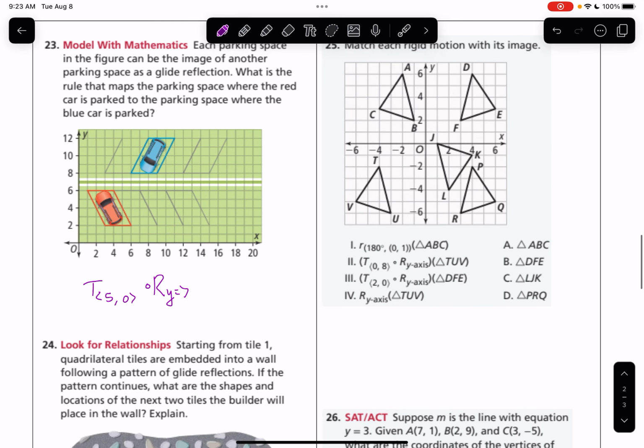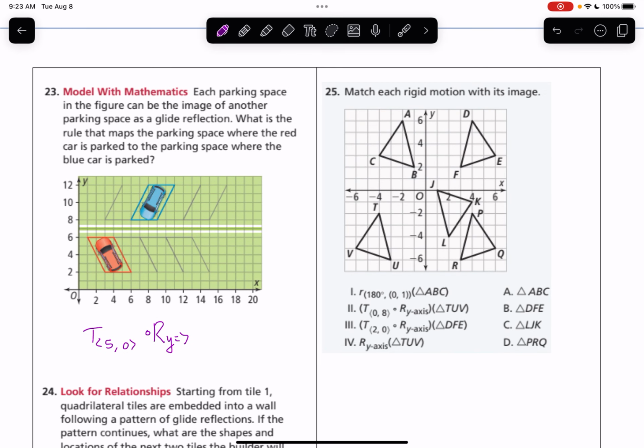All right. Number 25, match each rigid motion with its image. Let's take a look first at number 1. We're taking triangle ABC, so that's important. That's the one up here. We're reflecting it 180 degrees across or around the point (0, 1). So the point (0, 1) is this point right here. So we're going to take ABC, we're reflecting it 180 degrees around this point. That is going to give us JKL. So number 1 is going to be C, LJK.